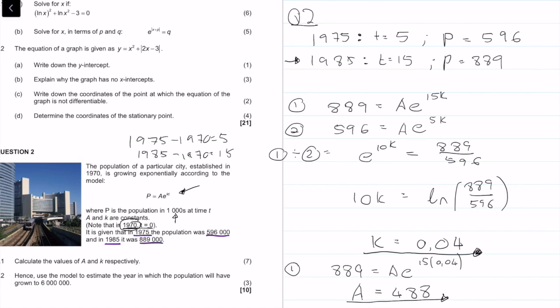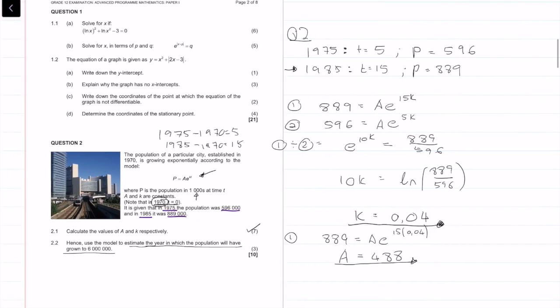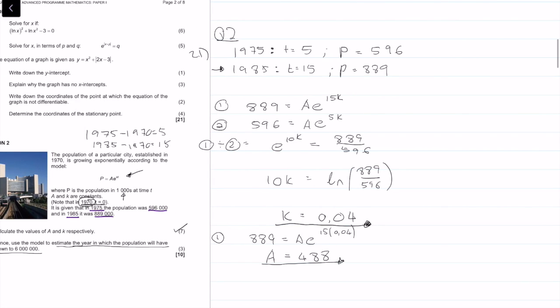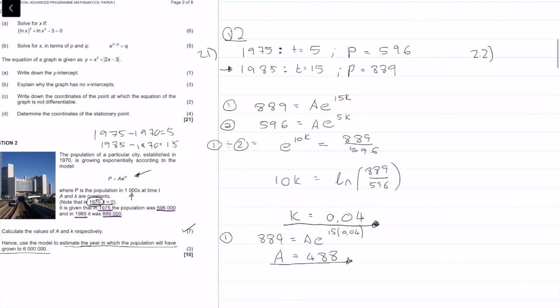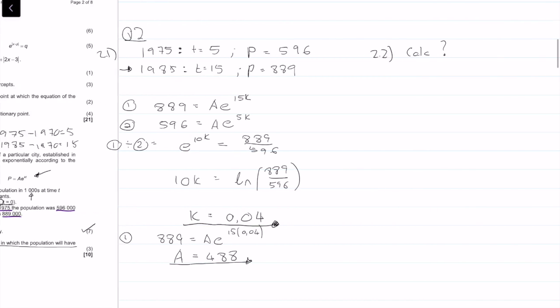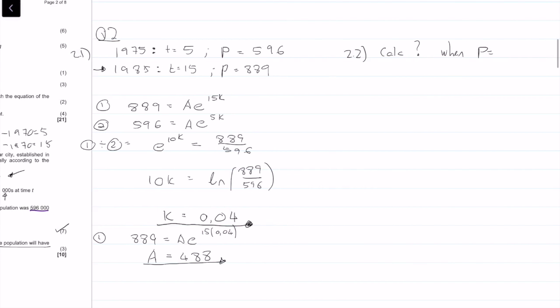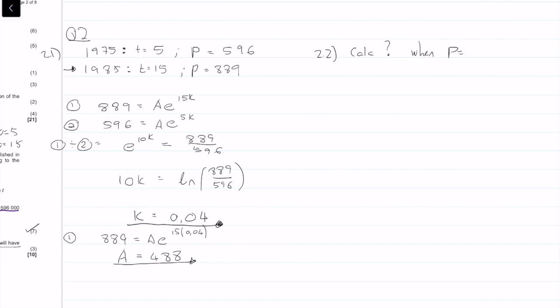We get 7 marks for that. Then the next question says, hence, use the model to estimate the year in which the population will reach 6 million people. So for question 2.2, this was 2.1, now I want to calculate t when P is equal to 6 million divided by 1,000, so that is 6,000. So when P equals 6,000.